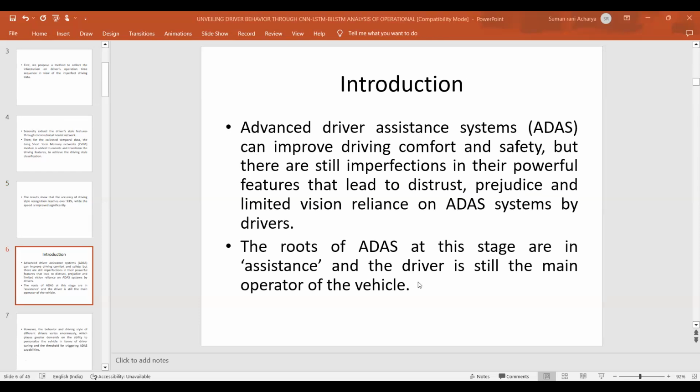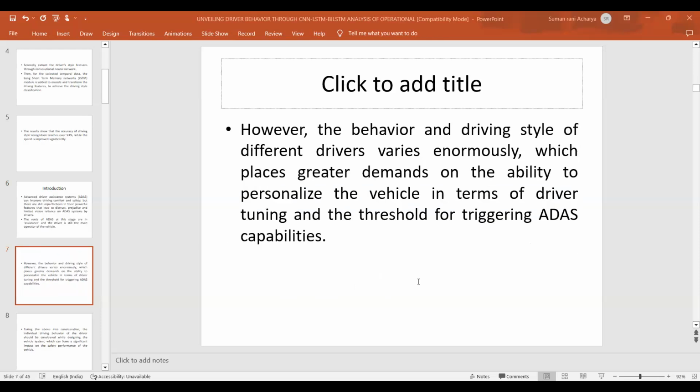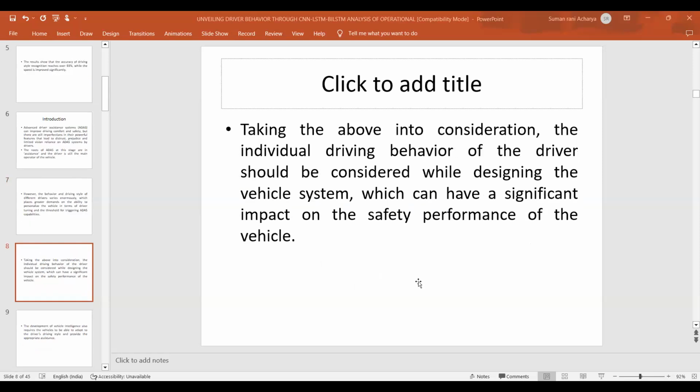The introduction of this paper. Advanced driver assistance systems can improve driving comfort and safety, but there are still imperfections in their features that lead to prejudice and limited reliance on ADAS systems by drivers. At this stage, ADAS is assistance, and the driver is still the main operator of the vehicle. However, the behavior and driving style of different drivers vary enormously, which places greater demands on personalizing the vehicle in terms of driver tuning and the thresholds for triggering ADAS capabilities. So the individual driving behavior of the driver should be considered while designing the vehicle system, which can have a significant impact on the safety performance of the vehicles.